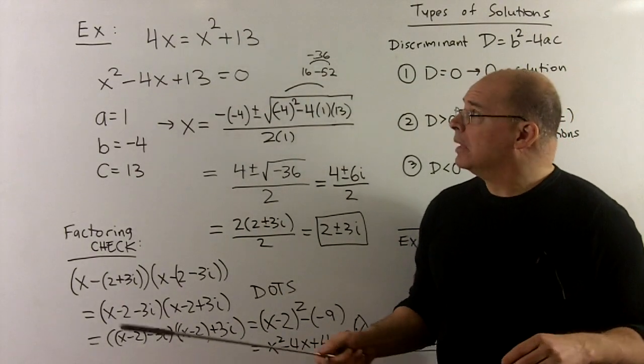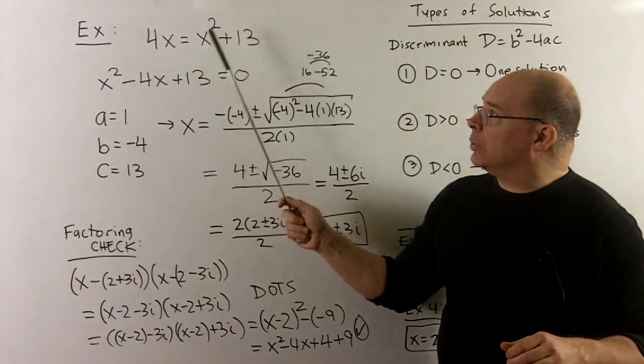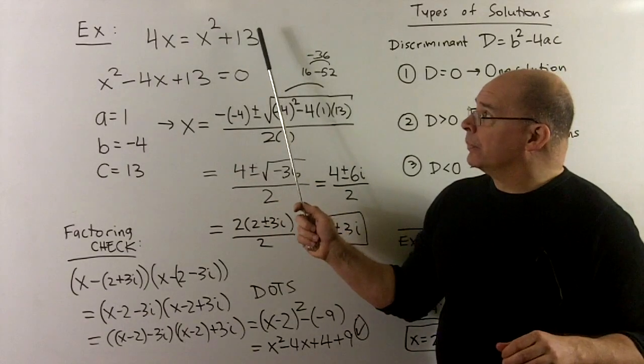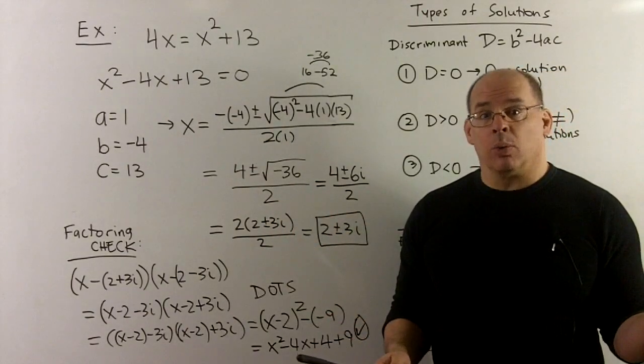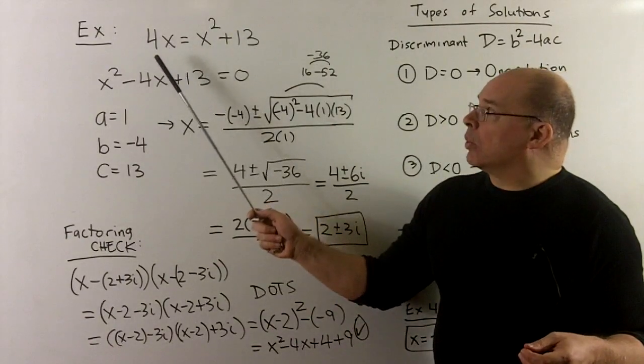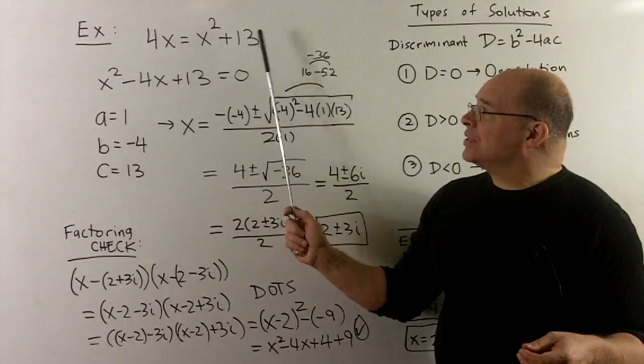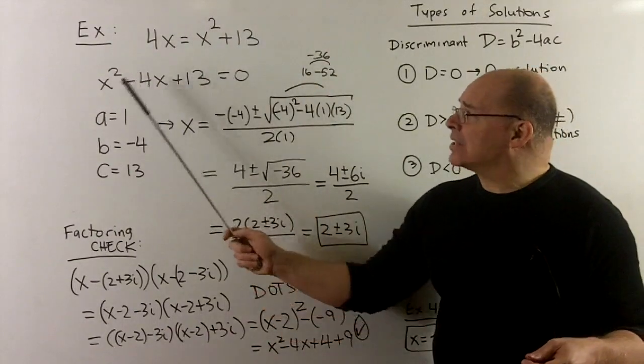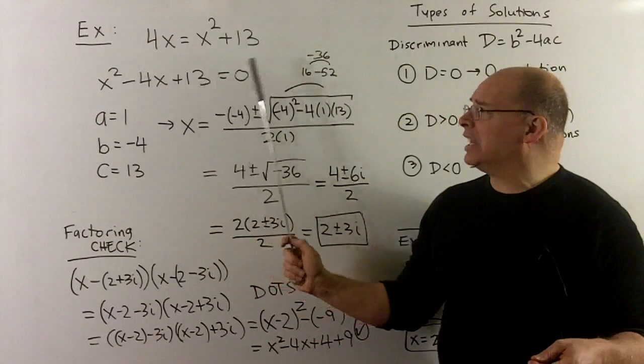Last example, let's consider 4x equal to x squared plus 13. Here, we're not cleaned up. We need to equal 0. So to get things in order, we're going to add a minus 4x to both sides. We'll flip the direction. I'll get x squared minus 4x plus 13 equals 0.